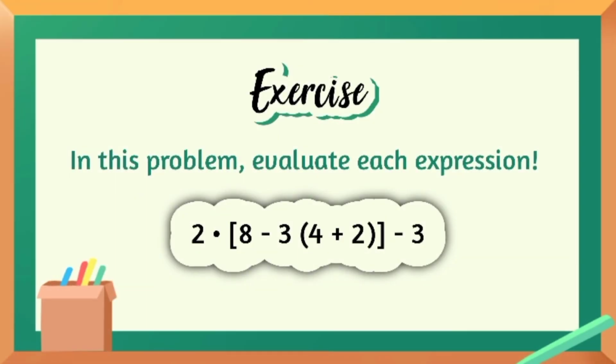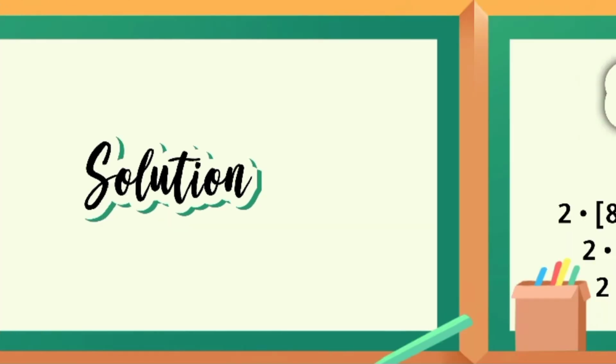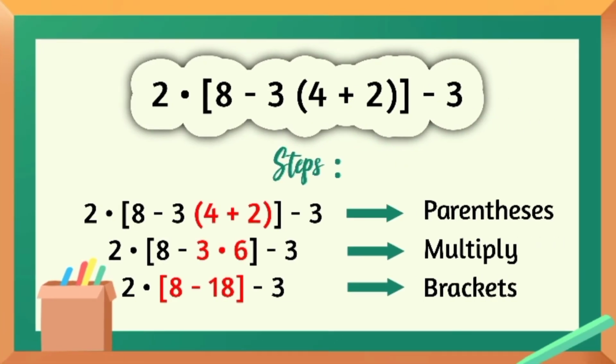Exercise 0.1, number 38. 2 times [8 minus 3 times (4 plus 2)] minus 3 blah blah blah. The solution is, in the form of an operation like the exercise above, of course the operation is completed by combining several operations including multiplication, addition, and subtraction. The first step to solving the problem, if we have parentheses and brackets in one problem, it just means you have to do what is inside of the parentheses first. So 4 plus 2 equals 6.